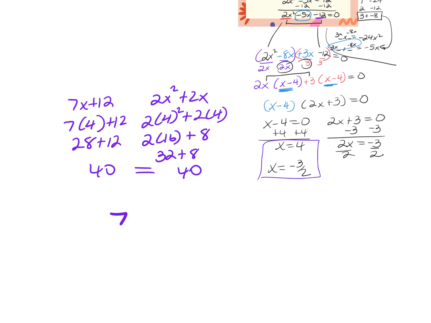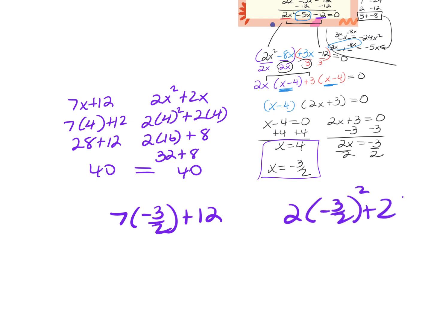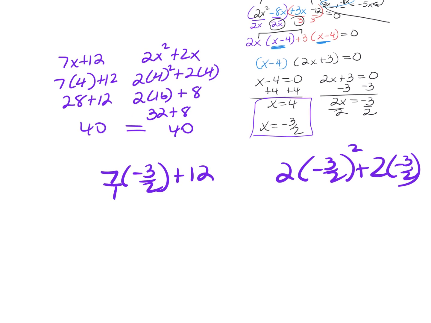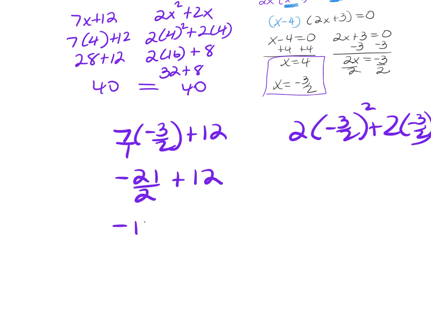Now, let's plug in the negative 3/2. So same thing, the 7x plus 12, so 7 times negative 3/2 plus 12, and then also plug it into the 2x squared plus 2x. Okay, so for this one, I could add a 1 underneath. This gives me negative 21/2 plus 12. When I divide this, this is negative 10.5. And negative 10.5 plus 12 is positive 1.5.